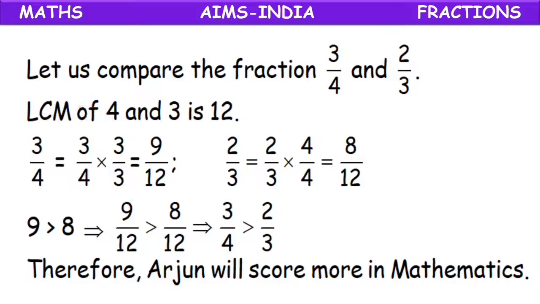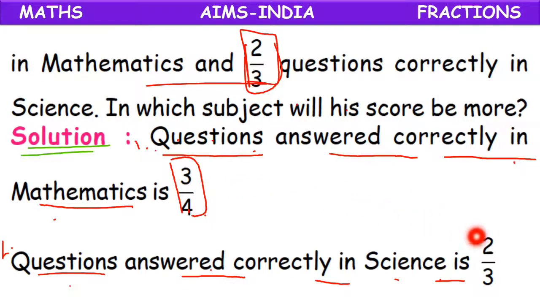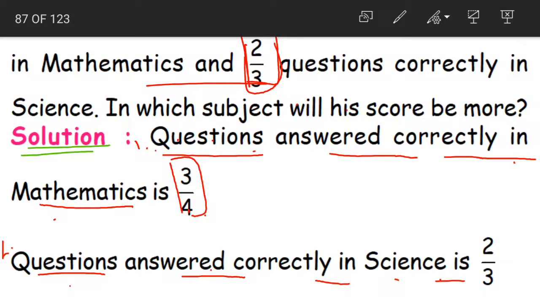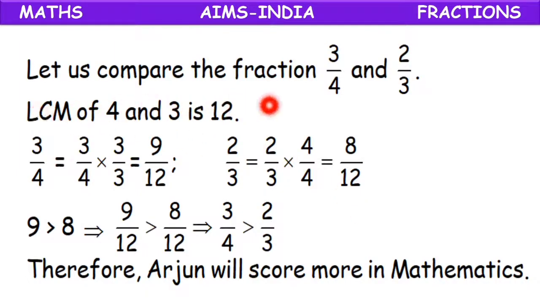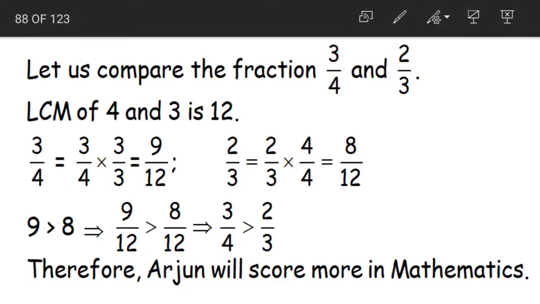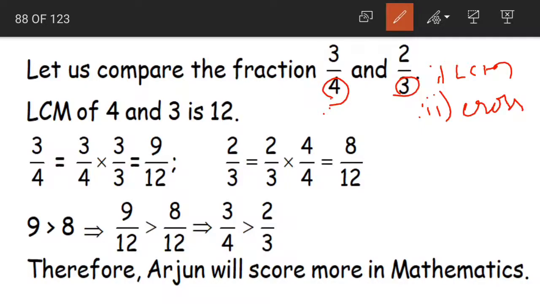Now we have to compare these fractions. Only upon comparing will we know in which he will score more. Yes, children. So we need to compare to find out in which he answered more number of correct questions. For comparing the fractions 3 by 4 and 2 by 3, do you remember how to compare unlike fractions? These are unlike fractions with different denominators, right children? Yes, these are unlike fractions. Now how to compare? We have two methods. The first one is the LCM method and the other one is the cross multiplication method.